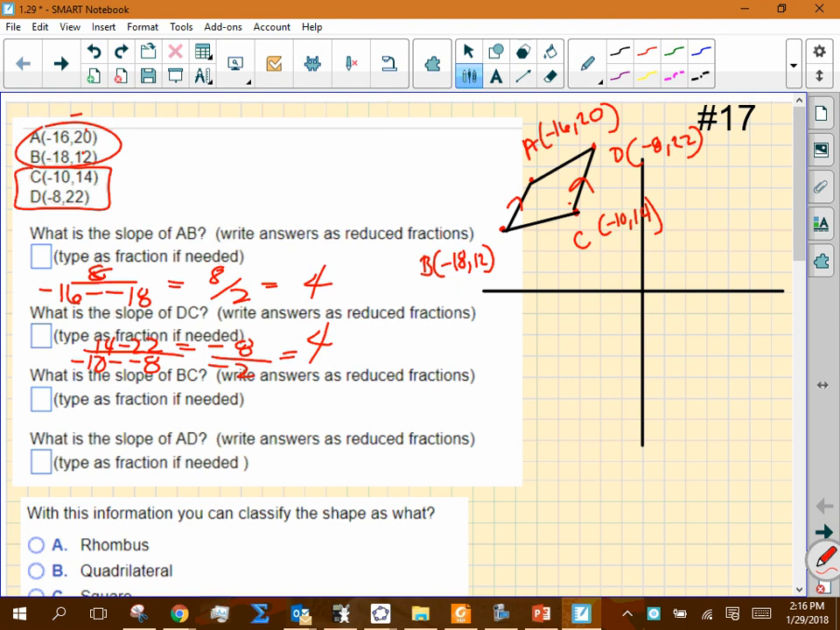Now we go through and find the slope of BC and AD in the same fashion. BC using those two ordered pairs: 12 minus 14 is negative 2. And now negative 18 minus negative 10 is negative 8. So negative 2 over negative 8 gives me 1/4.